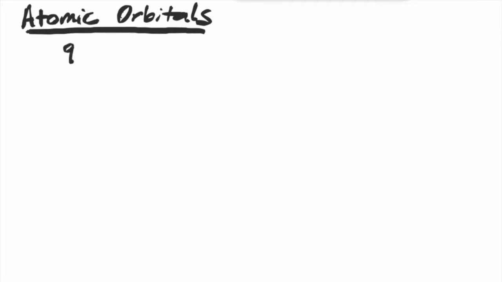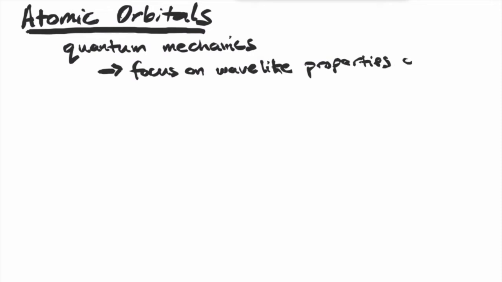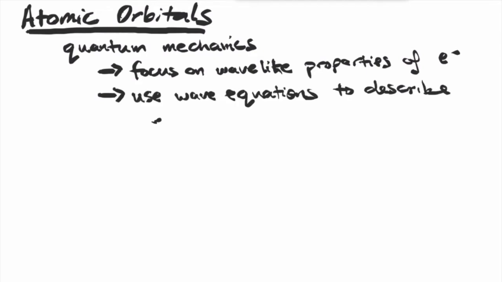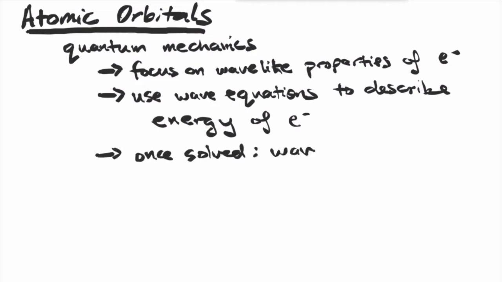All of these ideas come from the field of science known as quantum mechanics or quantum chemistry. This field treats electrons as wave-like properties, not just particles. We start from a simple system, a hydrogen atom consisting of a single electron and a single proton. From this simple system, we can write what are known as wave equations to describe the system's energy. Once these equations are solved, we get wave functions, represented by the Greek letter psi. The mathematics of this is beyond the scope of our discussion.